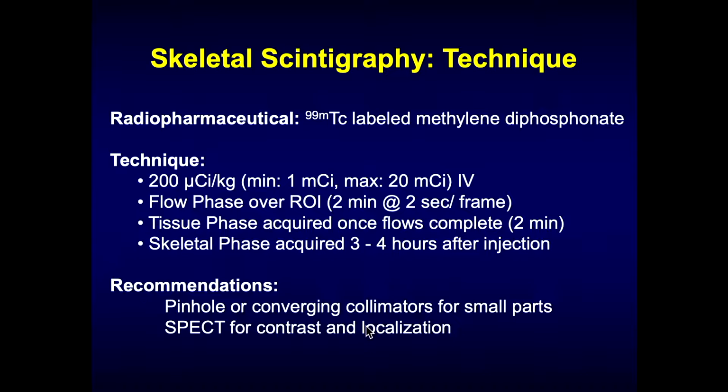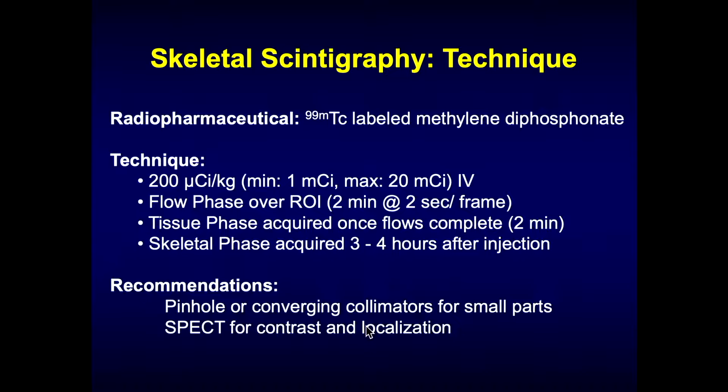Now, you can often get away with just doing your skeletal phase imaging, particularly if you're looking at metastases and doing a follow-up. However, if there's any chance that you're going to want to see whether you have increased blood flow and capillary permeability, as in infection or an osteoid osteoma for that matter, it can be very helpful to do 3-phase imaging. You can use pinhole or converging collimators, very helpful in pediatrics or for small parts.